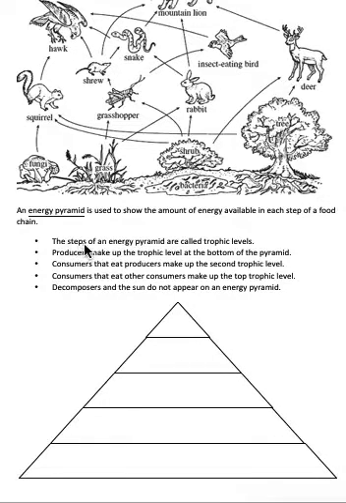Right here, it says the steps of an energy pyramid are called trophic levels. So each of these boxes, that's a trophic level. This is the top trophic level. This is the bottom trophic level. Producers make up the trophic level at the very bottom of the pyramid.